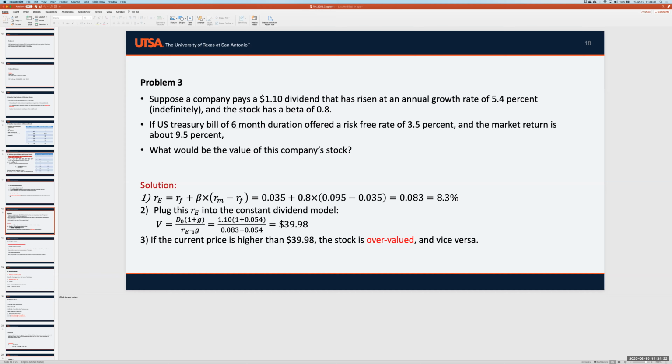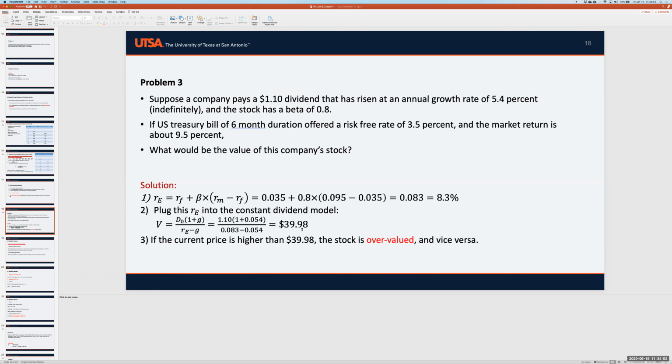What is the growth rate? 5.4%. So the dividend payment is given and the growth rate is given. So we find V, which is P_0. We find the value of the company is just shy of $40.